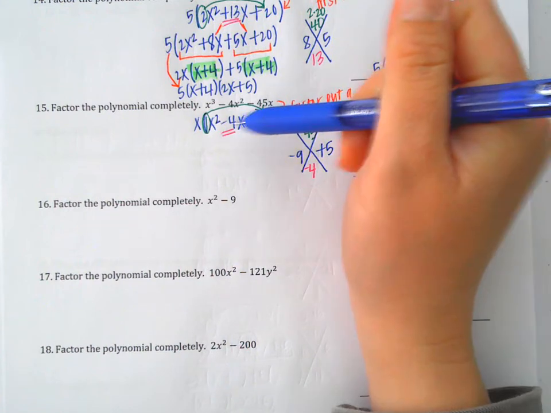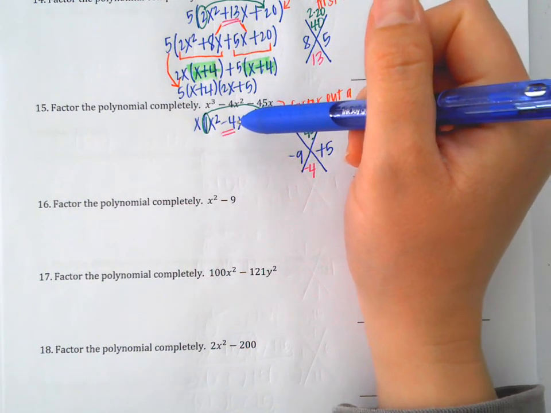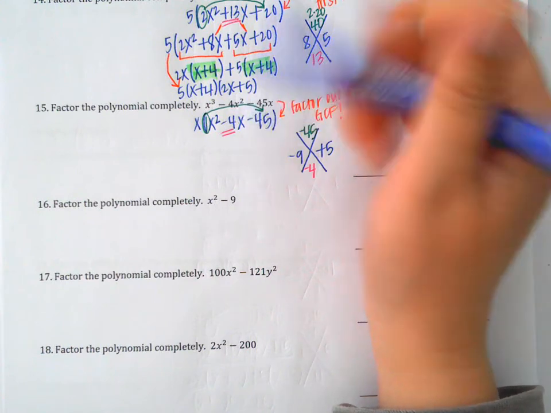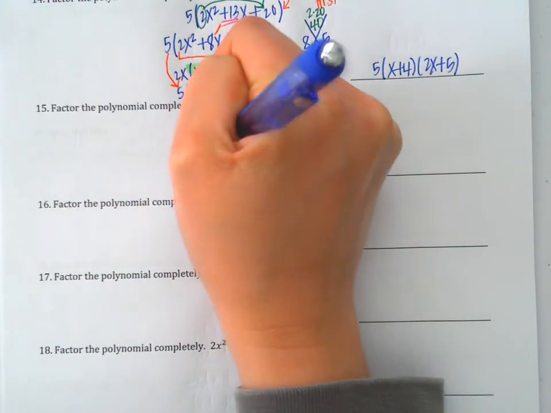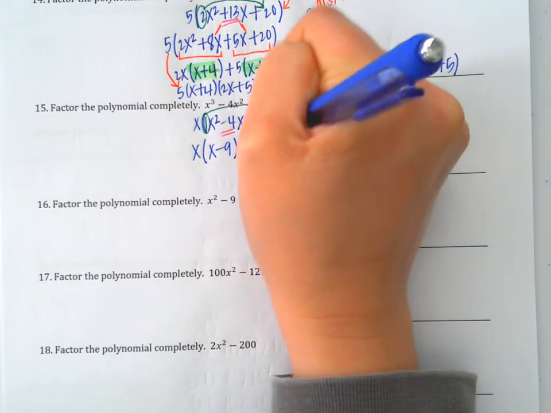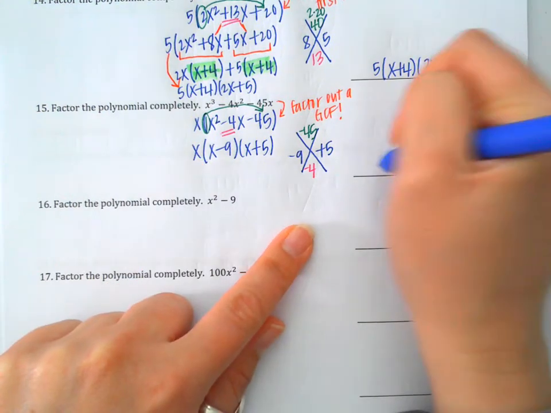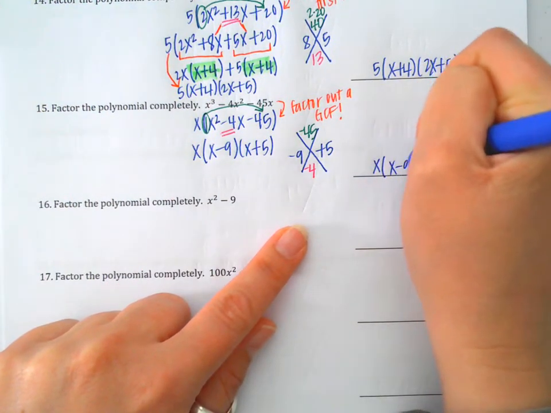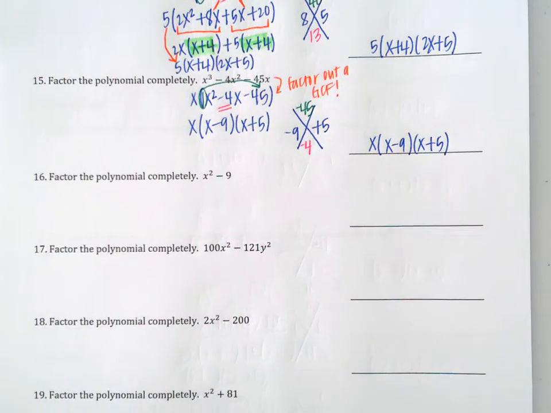So I don't have to split the middle term. I can split the middle term on this one. But if I didn't want to split the middle term, I could just go straight to the shortcut since a is equal to 1. And I can go x minus 9 and x plus 5. Remember, we kept that x there. So we're good. That's my final answer. Remember, you guys can always check your work by multiplying this back together.